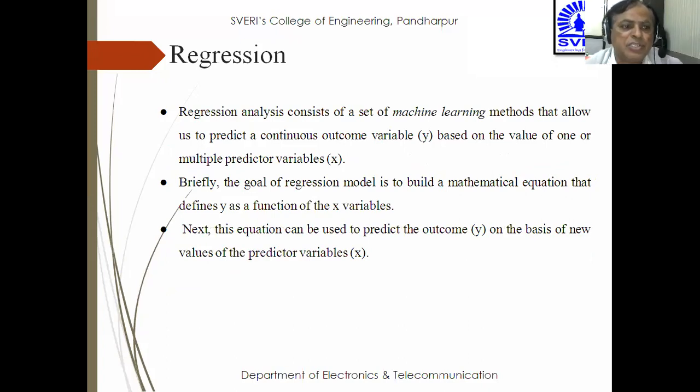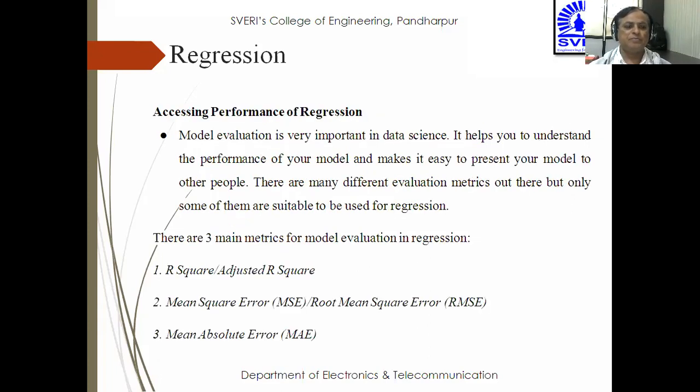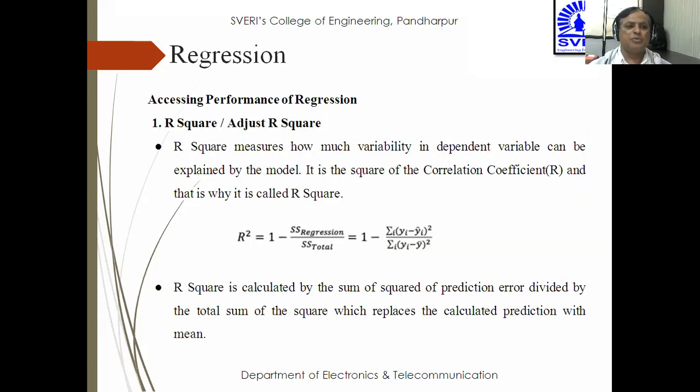Then we went to regression. It consists of a set of machine learning methods that allow us to predict continuous outcome variables based on the value of one or multiple predictor variables. Briefly, the goal of a regression model is to build a mathematical equation that defines y as a function of the x variables. So there are three main metrics for model evaluation in regression. One is R square or adjusted R square. Second is mean square error or root mean square error. And the third one is mean absolute error.